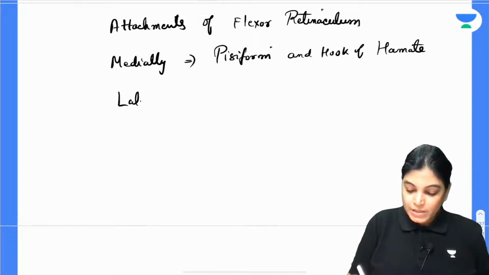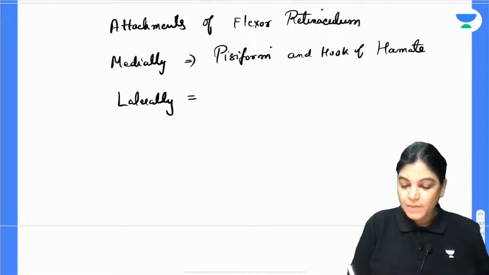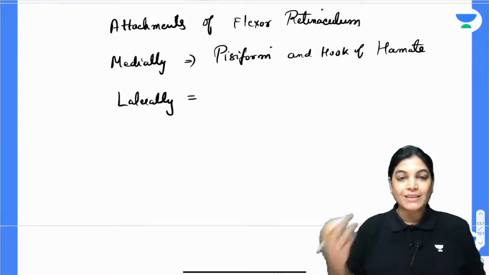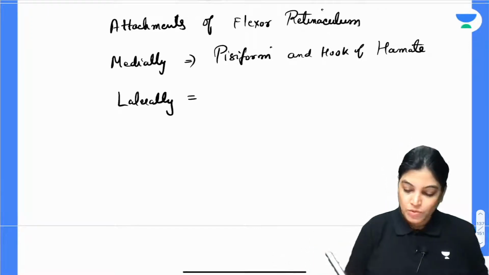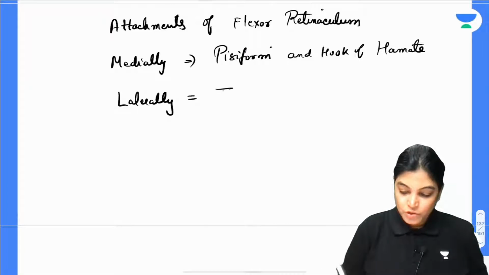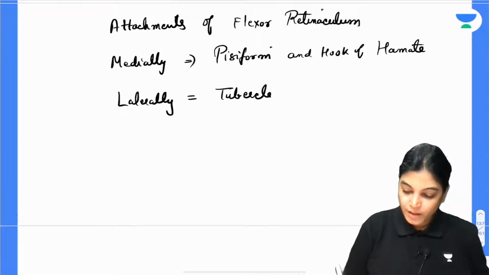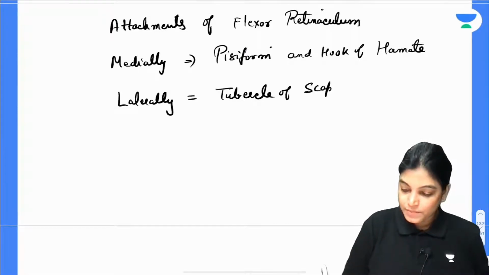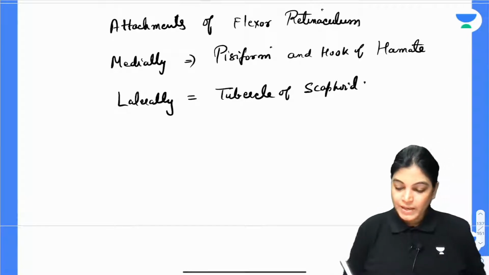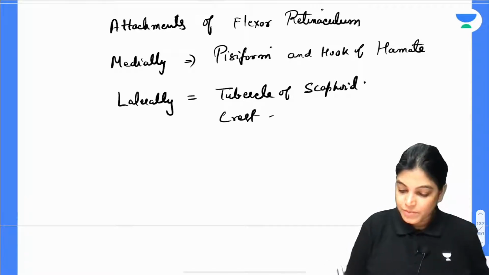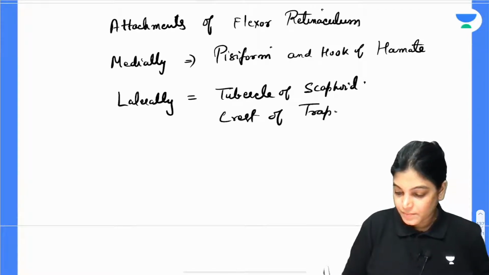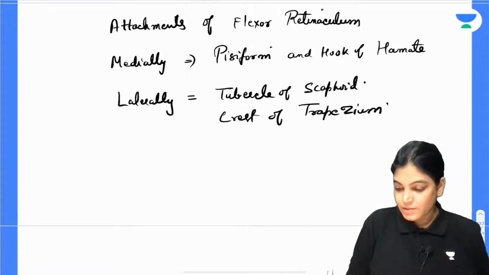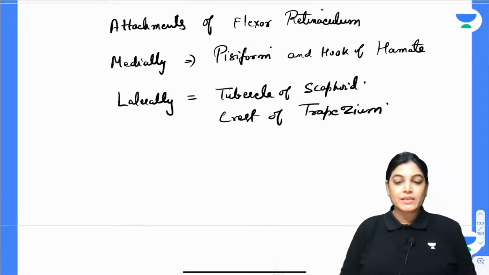If I talk about its lateral attachment, the transverse carpal ligament or flexor retinaculum is attached laterally to the lateral carpal bones, that is, the tubercle of the scaphoid, the carpal bone, and the crest of the trapezium. So, this is all about the attachment of the flexor retinaculum.